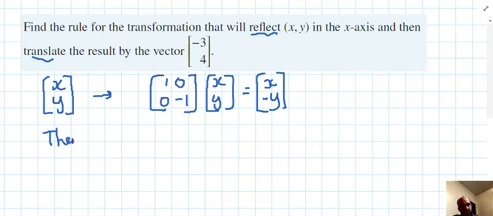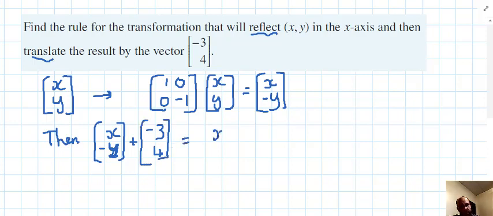So then we get that result, and we translate x, -y. Corresponding elements are added, and we end up with x minus 3, -y plus 4, or you could say 4 minus y if you like. So remember that result, x minus 3, -y plus 4, because we're going to do something else now.